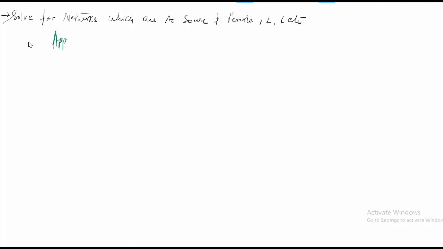In this video I will show how to solve for networks which are having AC components, which are having AC source and resistor, inductor, capacitor, etc. So the first video is about the application of KCL and KVL to AC circuits, or applying network theory to AC circuits. So the network is very simple and it can be given by like this.